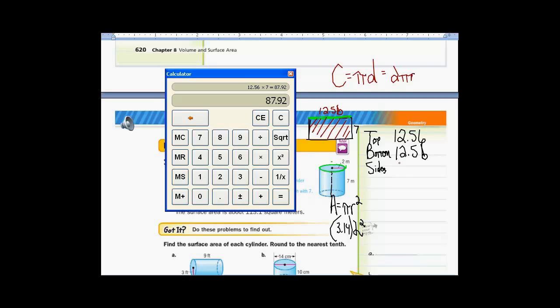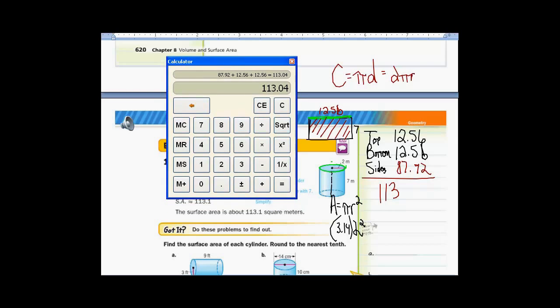That gives me 87.92, and I'm going to add to that 12.56 for the top plus 12.56 from the bottom. My total surface area, rounded to the nearest tenth, 113. I would say 113. I know here in the book they have 113.1, but again, they used a different pi than we did. I would say rounded to the nearest tenth, it would be 113.